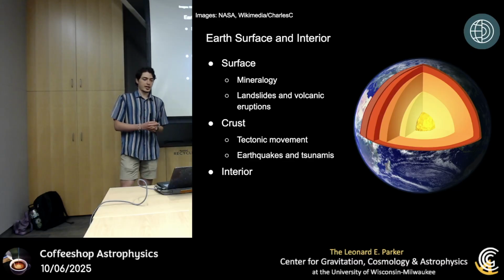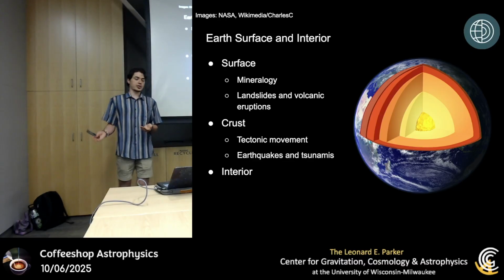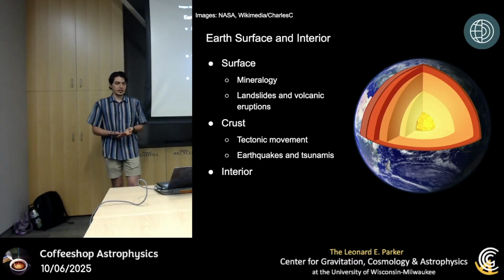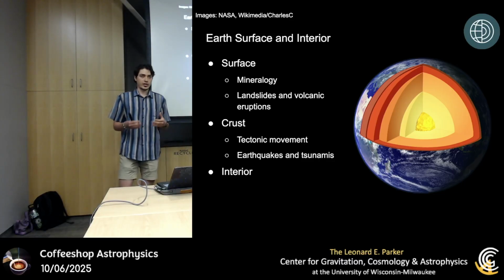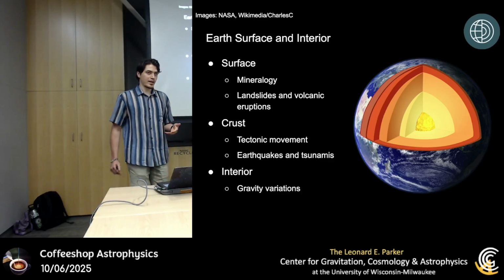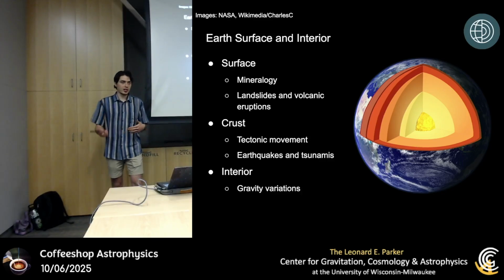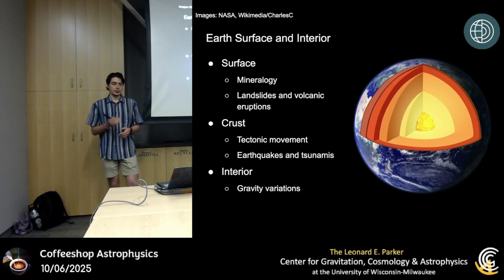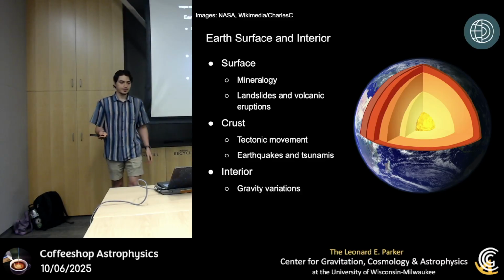So by mapping gravity changes over a long period of time, you can get a good sense of how mass is moving in Earth's interior, from which we can then infer properties of the mantle and the core. And these are what underlie tectonic movement as well as drive Earth's magnetic field.